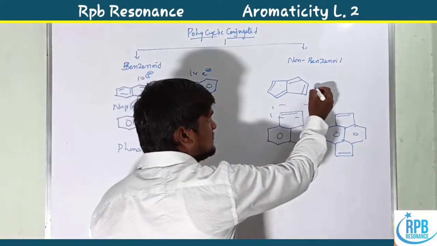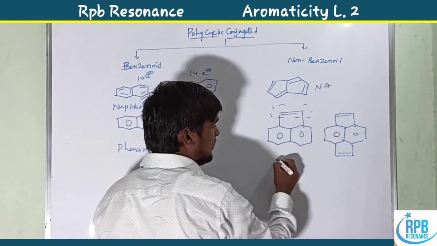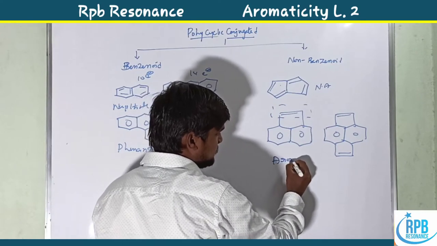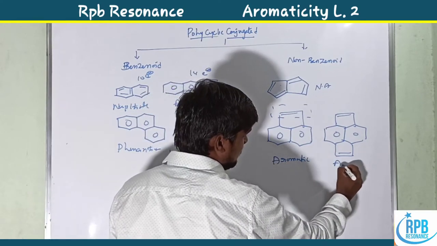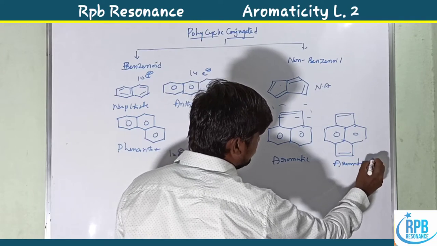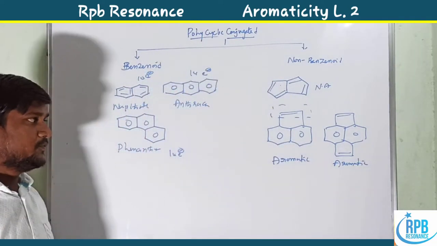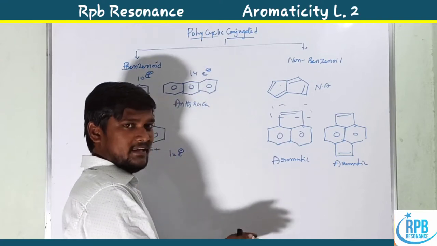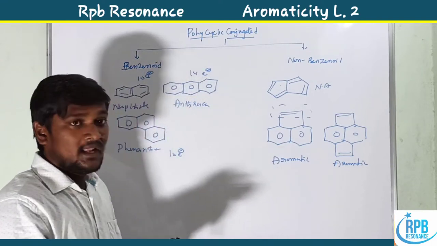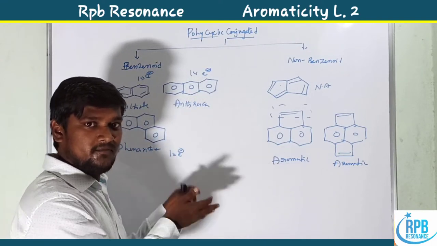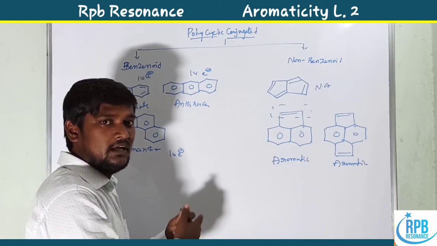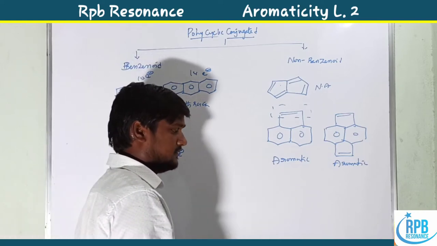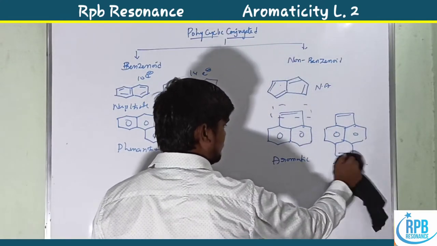Now here this is not aromatic. Now this is aromatic in nature, 14 electrons, aromatic in nature. Both are aromatic in nature. So now let's move on. This aromaticity was explained by Craig's rule. If you want clarification, please watch the previous video, where I explained Craig's rule. Okay. Now let's move on to the other classification.